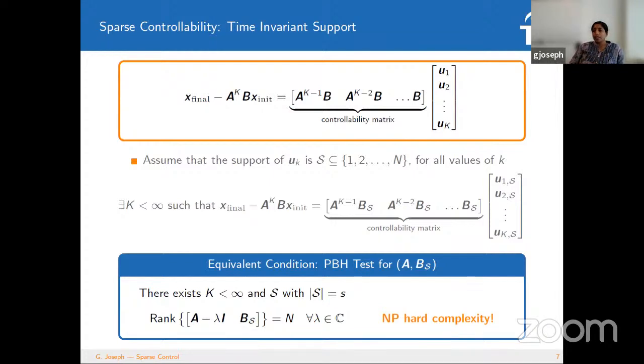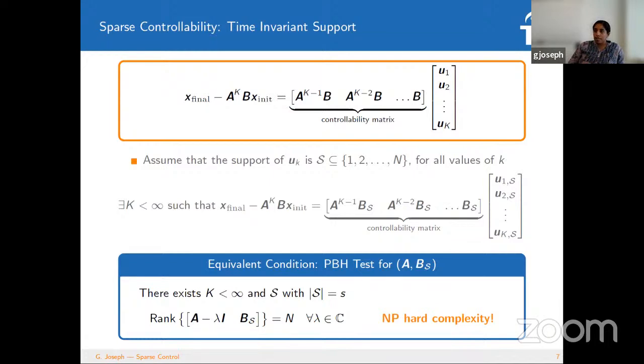But there's a problem here. We have to test this for all possible values of support set S. So if we have N actuators, there are N choose s ways of choosing this set S. So this problem is known to be NP hard. So this is a tough problem to solve.